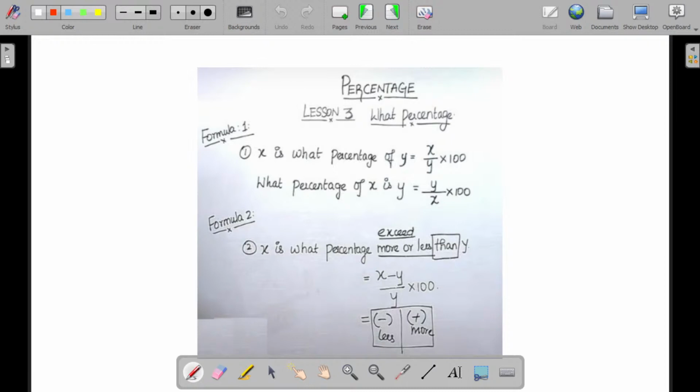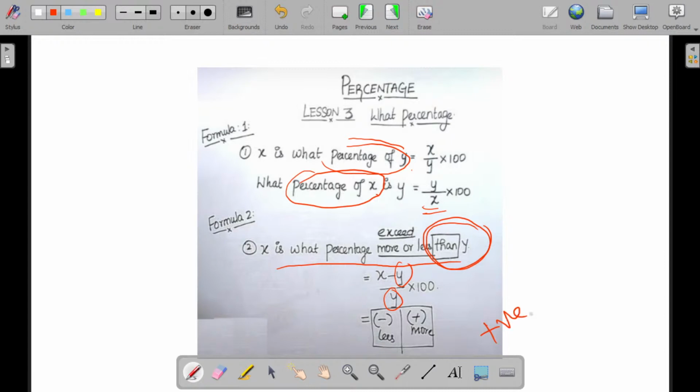Okay, same. X is what percentage of y? What percentage of y means y will come to the denominator. What percentage of x is y? So x will come to the denominator. X is what percentage more or less than y? Than means the denominator and second term. More means you will get the positive value, less means you will get the negative value.